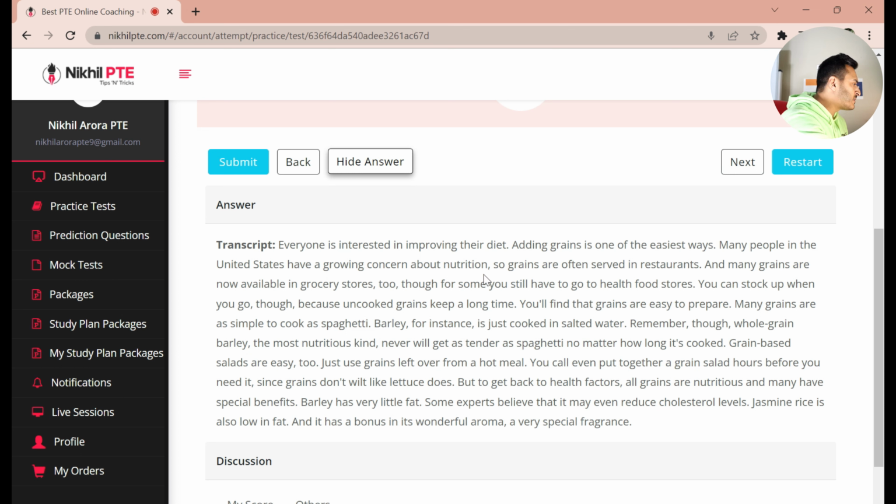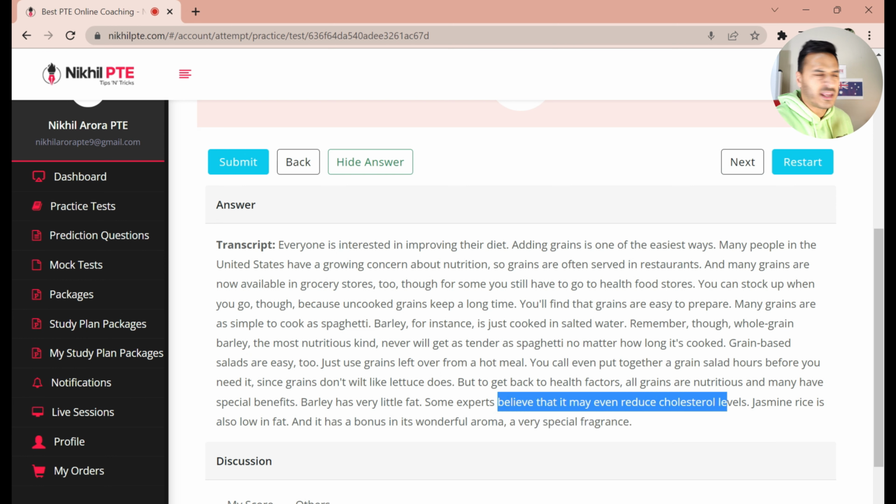Okay, so let's take an example. The lecture was based on diet. The speaker explained a growing concern about food served in restaurants. The speaker mentioned uncooked grains are easy to prepare. The speaker explained to use leftover grains in a grain salad hours before. To conclude, this lecture is based on a very special fragrance, and they believe that it reduces cholesterol levels. That's it. I'm just taking one example here.